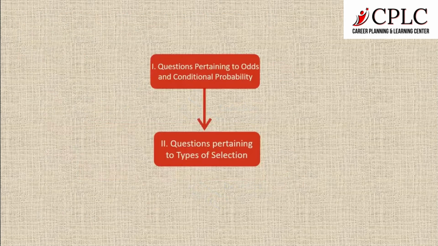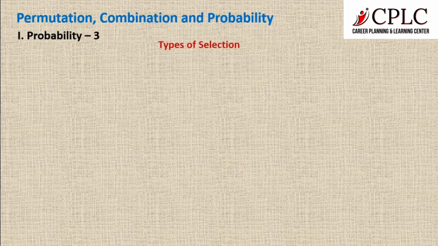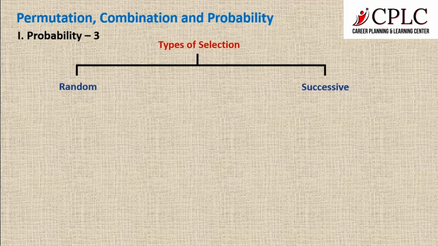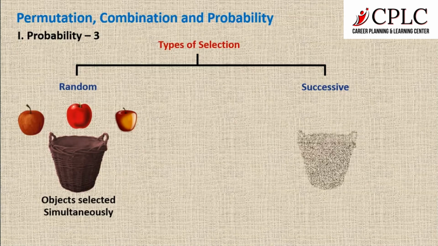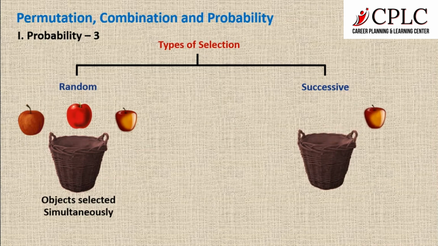And the type of questions that we will see is different types of selection. So there are majorly two types of selection. One is a random selection and one is a successive selection. So let's explore what we mean by random selection. Random selection is where all the items are supposed to be selected all at once. Suppose 3 apples are supposed to be selected from a basket, all three will be selected together simultaneously. But if it is a successive selection, that means we need to pick one object after another.